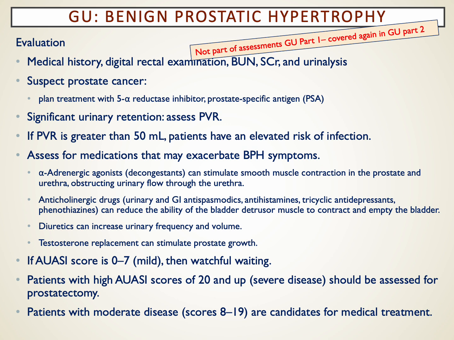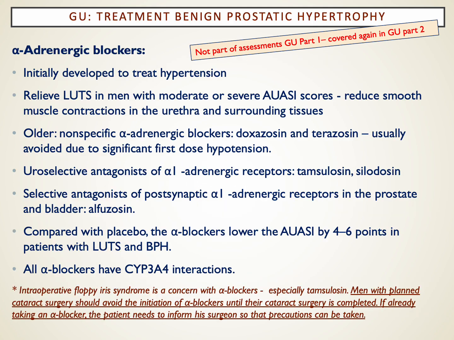If their AUA-SI score is less than 7, that's usually indicative of mild symptoms, suitable for watchful waiting. For those with scores of 20 and up, usually they should be really seen by a urologist, but even scores above 8, probably you'd want to defer those folks. Hey, why don't you get an evaluation by the urologist to evaluate appropriate intervention?